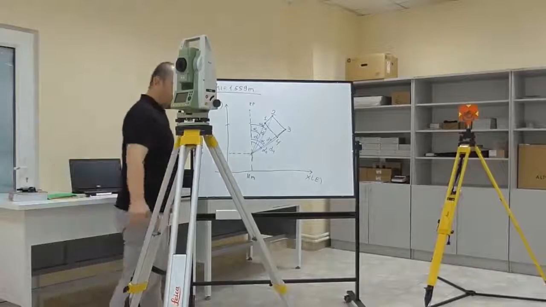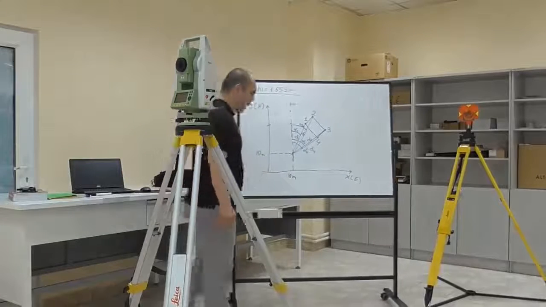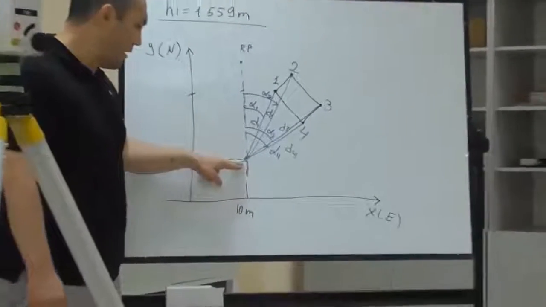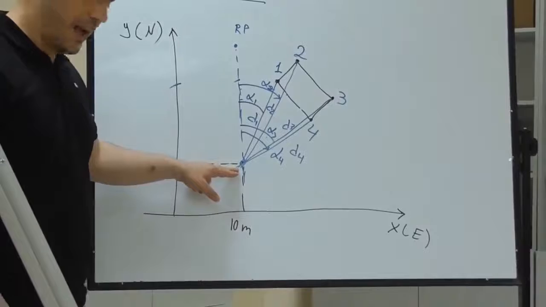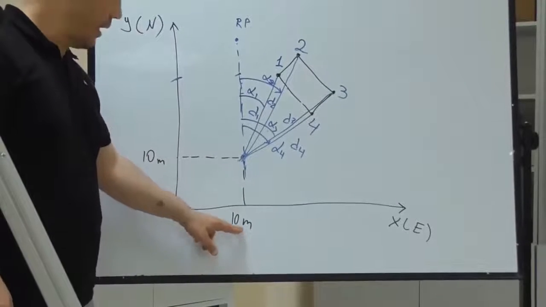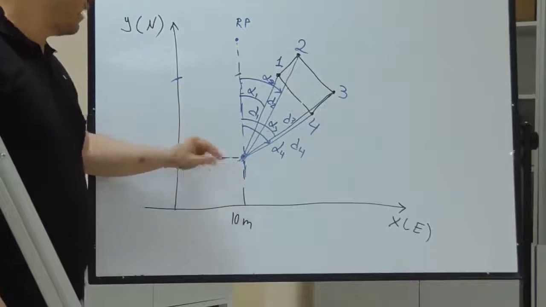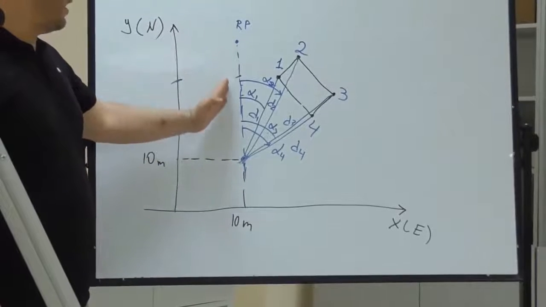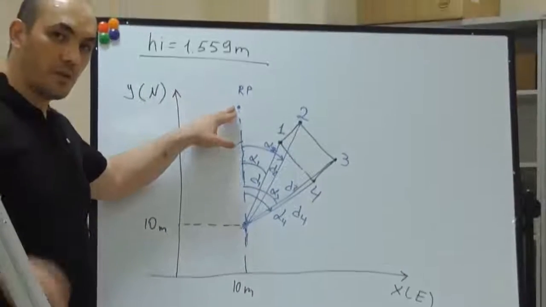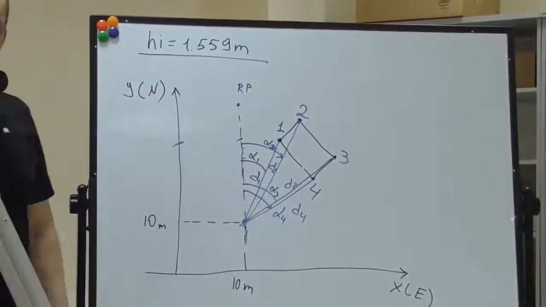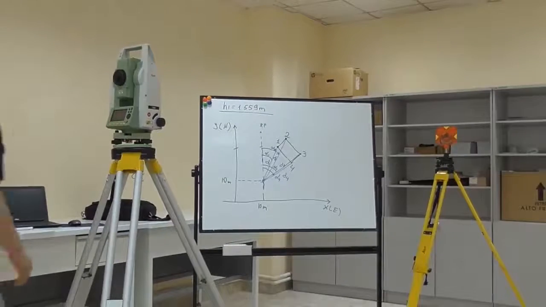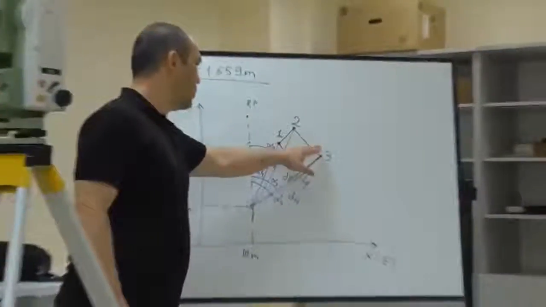So until now I have set the station point with the coordinates 10, 10 and the elevation 100, and I have also assigned the reference point to the total station. Now I can measure the coordinates of points 1, 2, 3, 4.